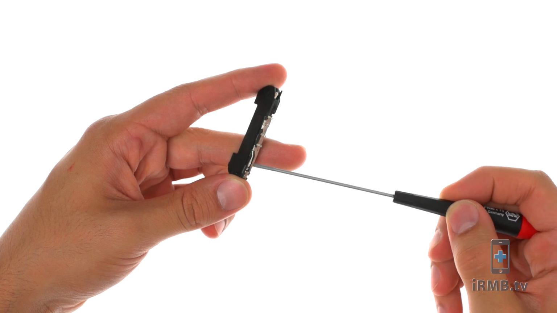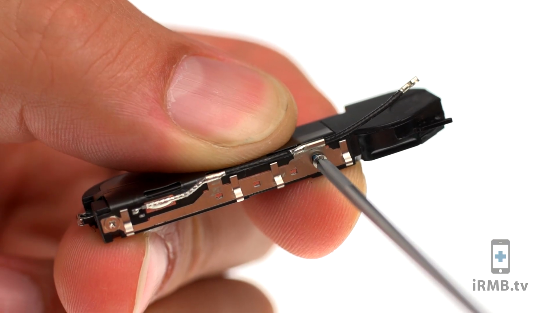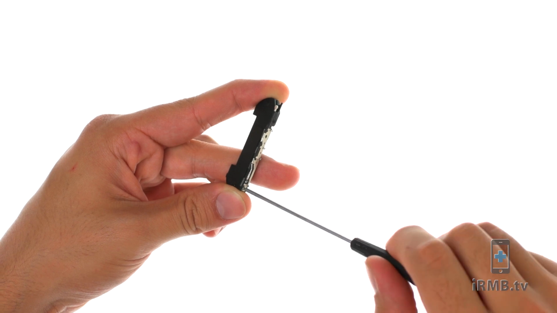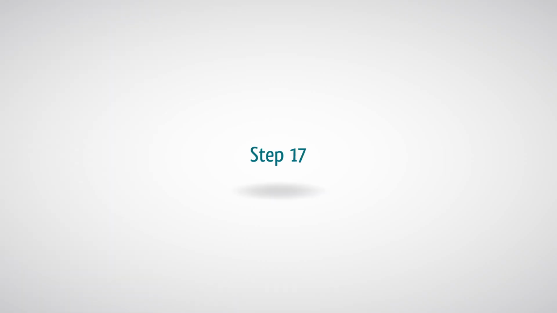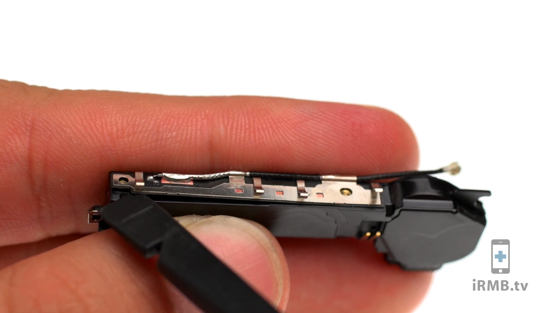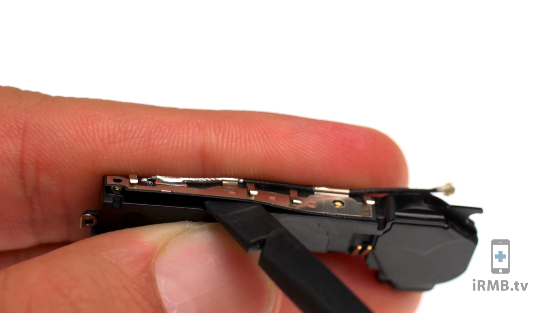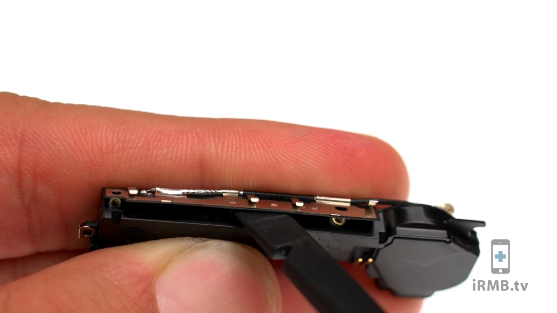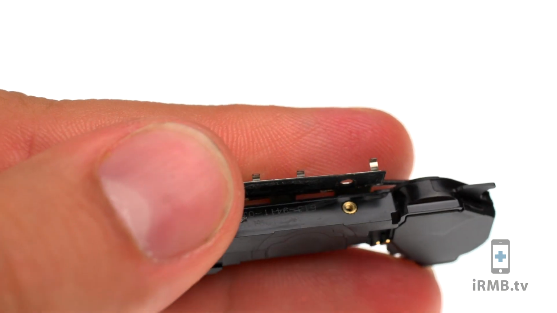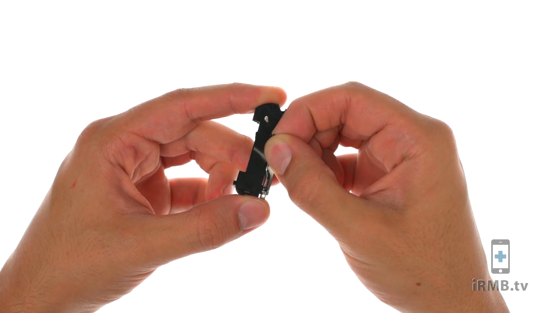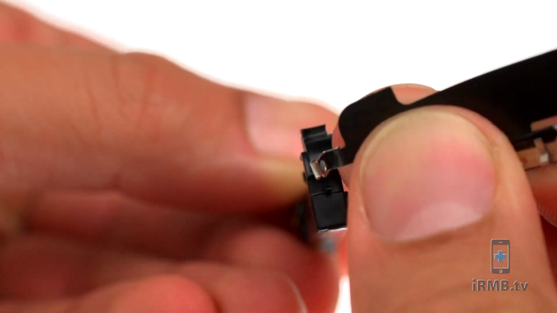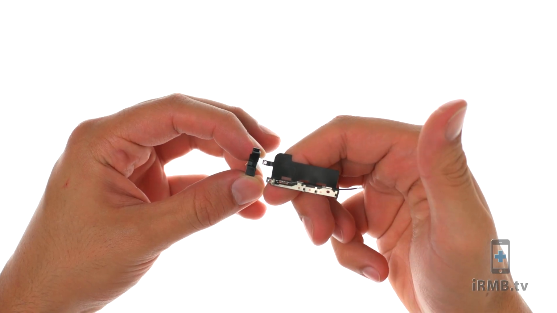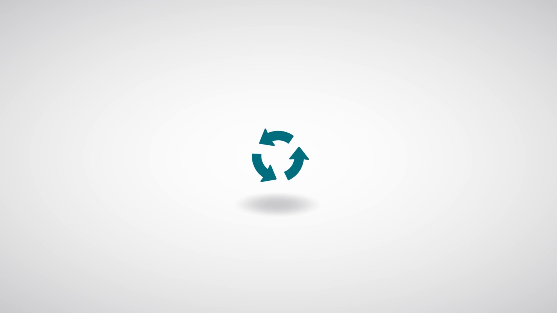Remove the following two Phillips screws securing signal antenna in place. Carefully peel off the signal antenna. To reassemble your device, follow the steps in reverse order.